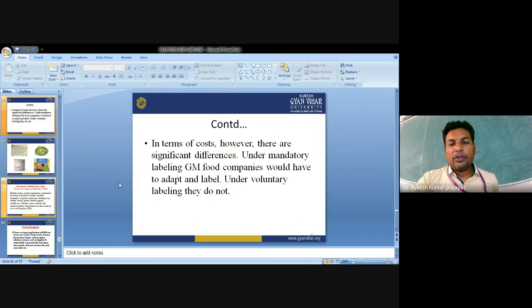In terms of cost, there is a significant difference between the mandatory labeling of GM food and companies adopting a label in the voluntary countries. So if you talk about labeling approaches, different countries adopted different approaches. Like USA, Canada. In Canada, special labeling is required for all food products where safety concerns are allergenicity and compositional nutritional status.